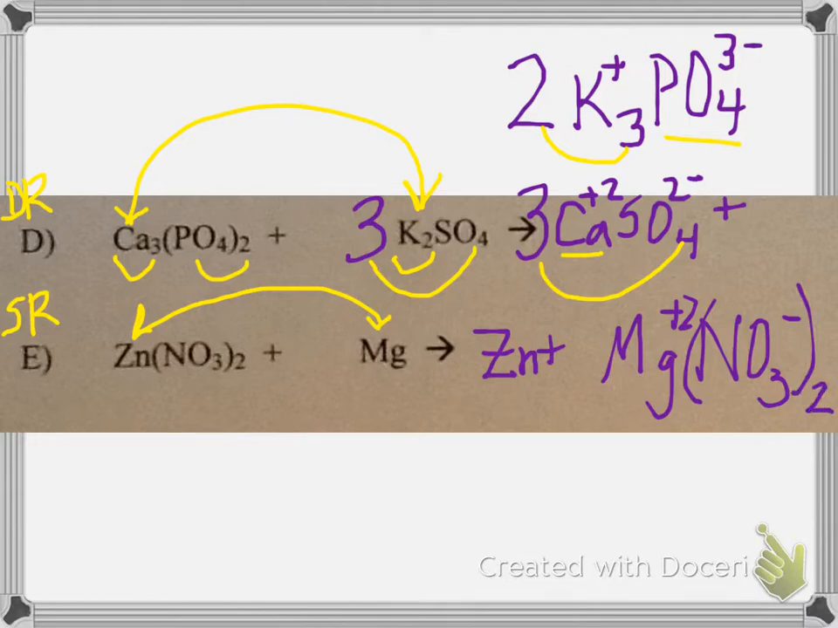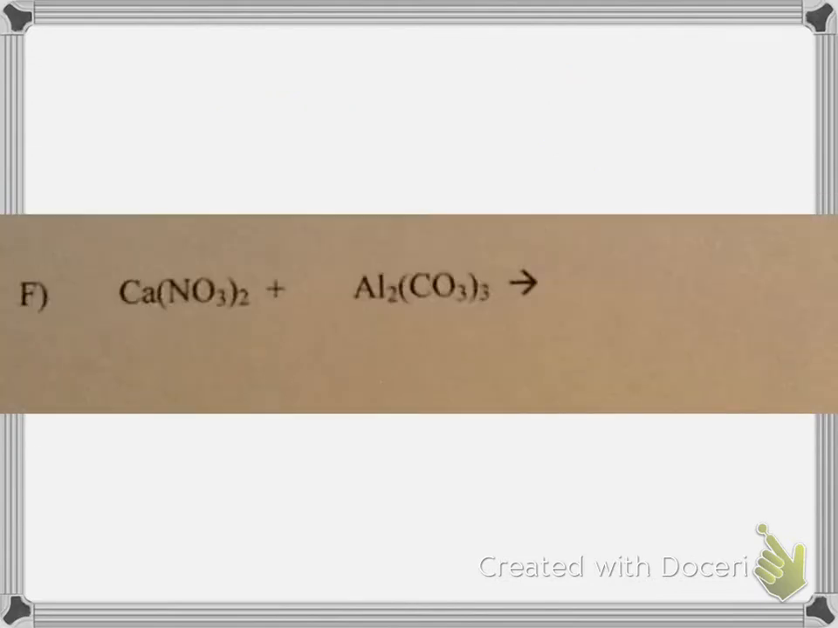Now I'm ready to balance. 1 zinc, 1 zinc, 2 nitrates, 2 nitrates, 1 magnesium, 1 magnesium. This is a skeleton equation that is also a balanced equation. Letter F, 2 compounds reacting, so I have double replacement again. Calcium's a metal, aluminum's a metal. They're going to swap partners.